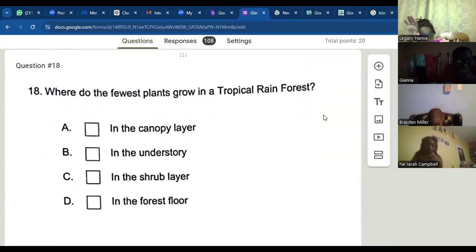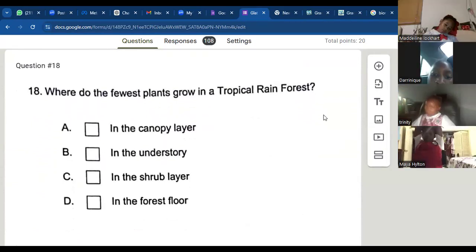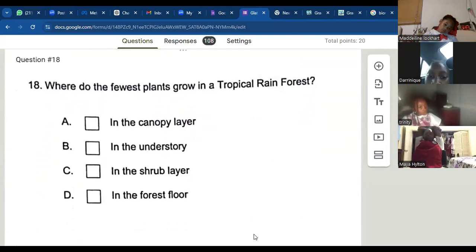Number 18. Go ahead, Najara, read number 18. Where do the fewest plants grow in a tropical rainforest? The fewest.